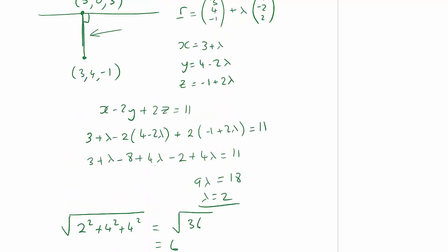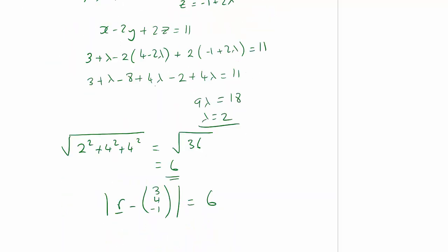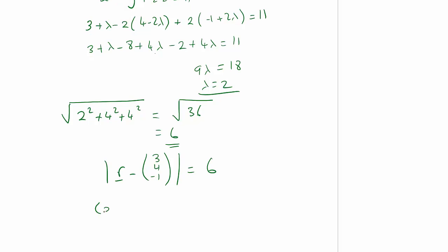Now we were asked for the Cartesian equation, not the vector equation. So that would be x minus 3 squared plus y minus 4 squared plus z plus 1 squared equals the radius squared.